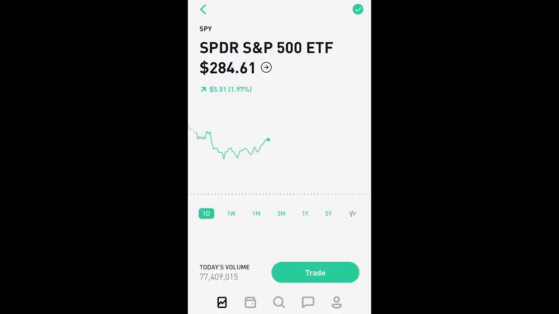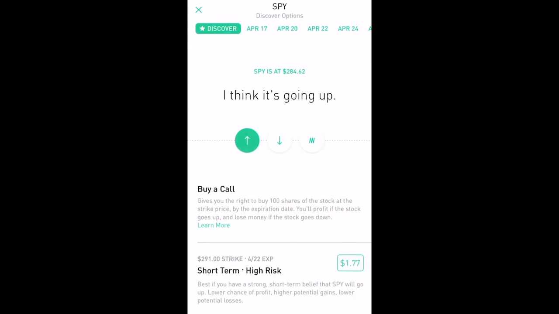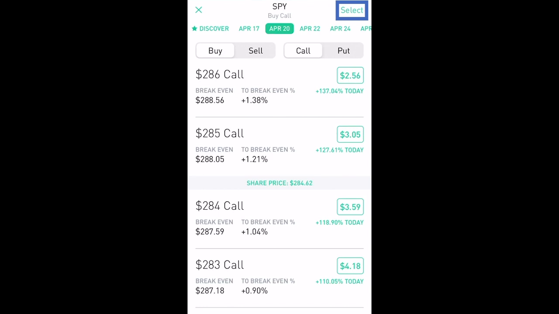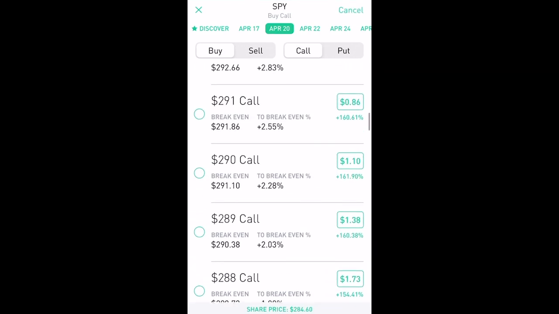Time for a live example on Robinhood. I decided to create the spread using SPY as the underlying. With Robinhood, the trick to executing a complex option play is to hit the select button in the upper right-hand corner. This allows you to select multiple options.